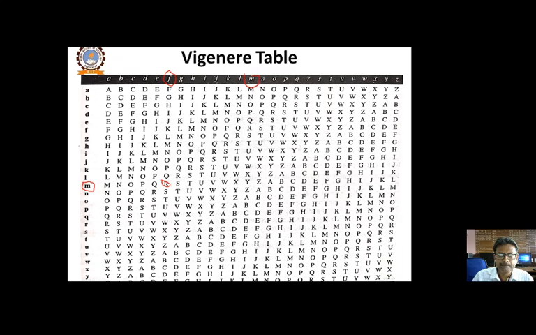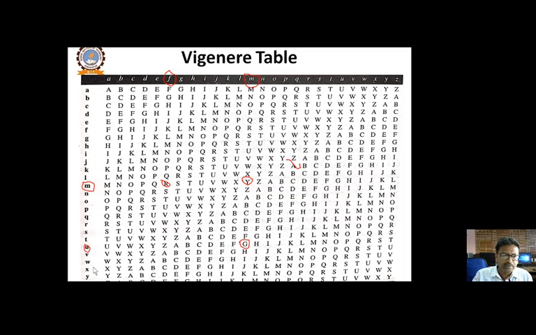Suppose the first character is M, and the second character of the key is also M. Then this M will be replaced by Y. If the second character of the key is U, then instead of Y, M will be replaced by G.